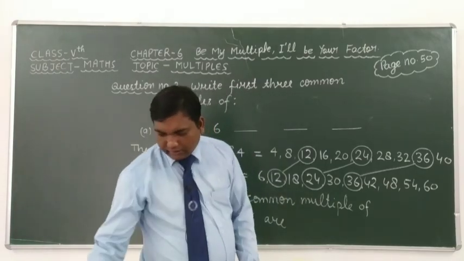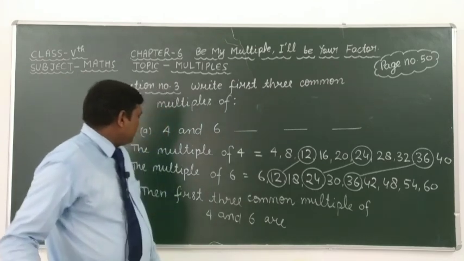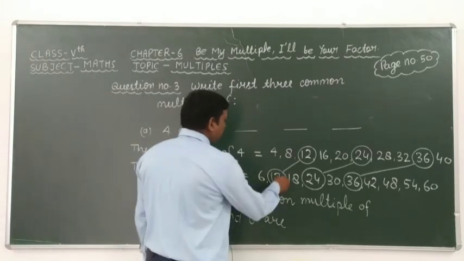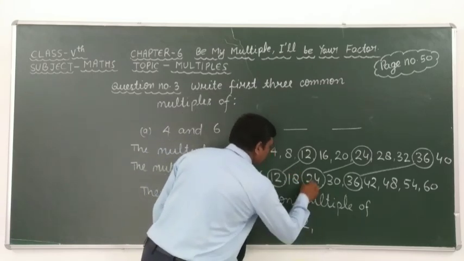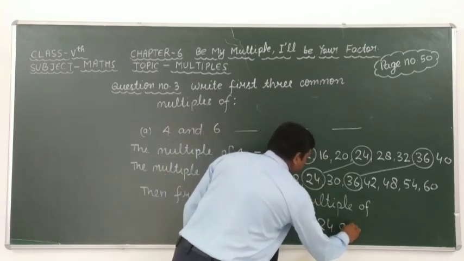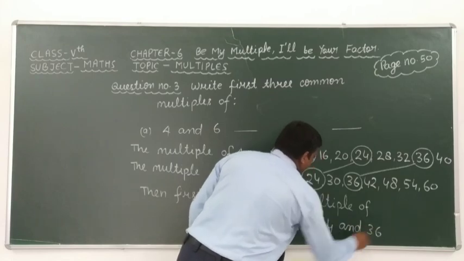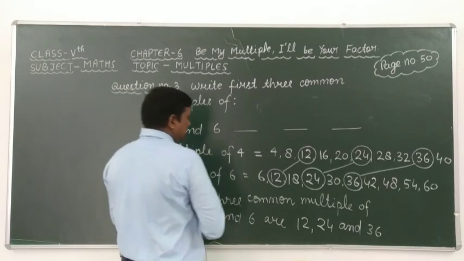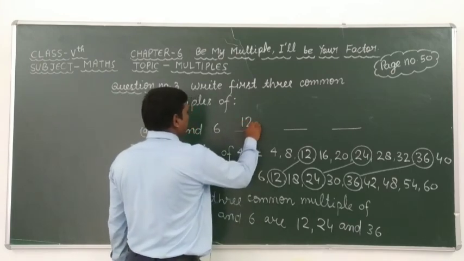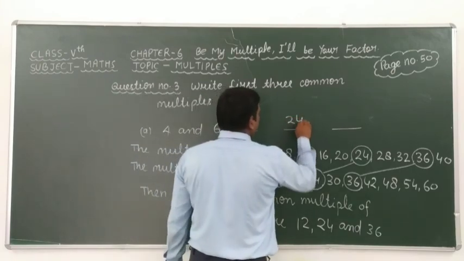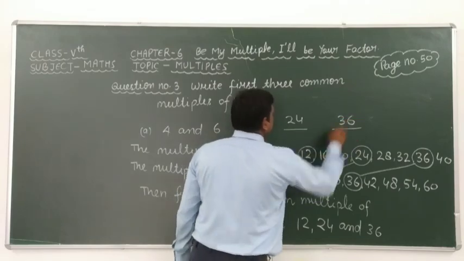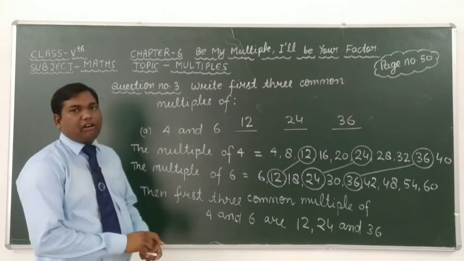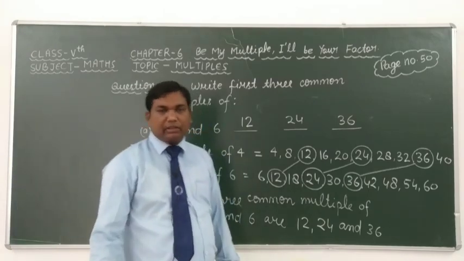Okay students, therefore the first three common multiples of 4 and 6 are 12, 24 and 36. Okay students, therefore here we can write 12, 24 and 36. Clear? If you have any doubt in question number 3 of A, please ask me on my personal WhatsApp number.